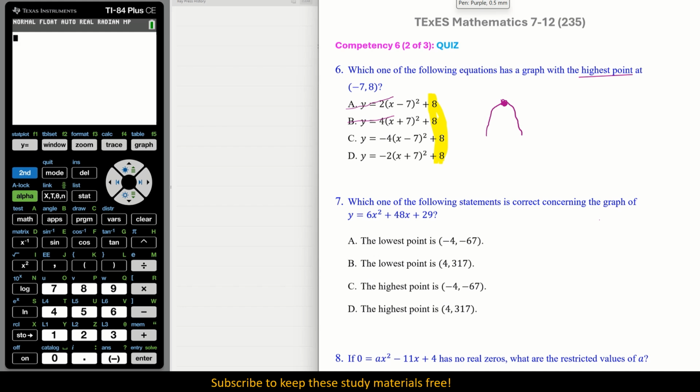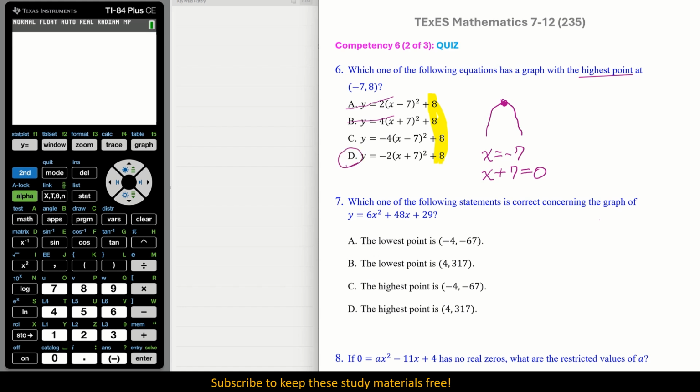Now, we need a negative x. 8's already been eliminated. We're looking at the x value, which is inside the parentheses. We can just work backwards, actually. We can say that x equals -7, which means that if we pull it out of the parentheses, we would have x plus 7 equals 0. So the only one that matches that is D.